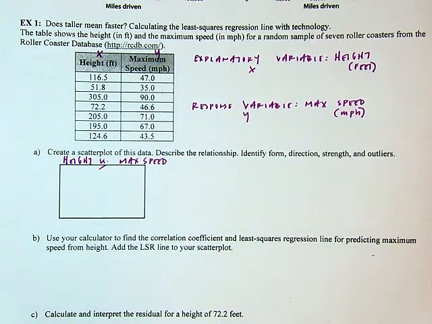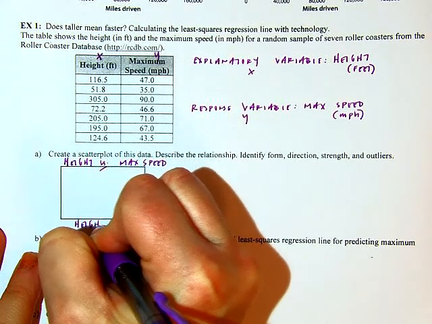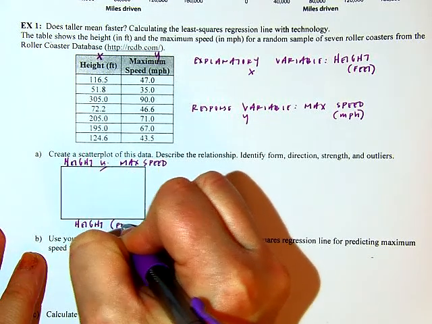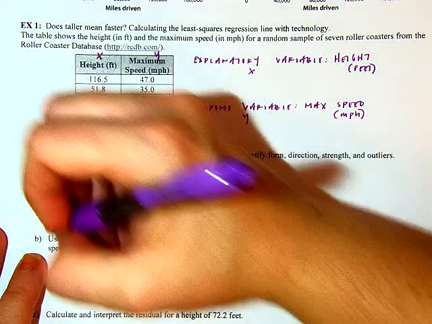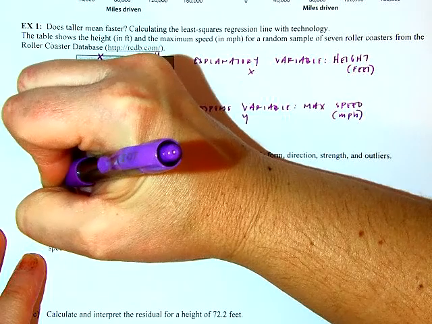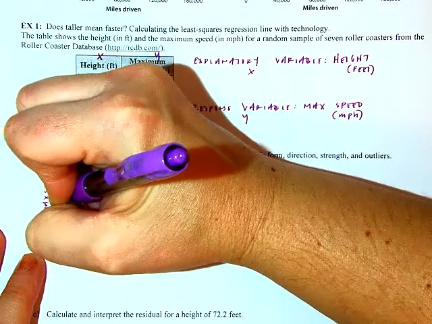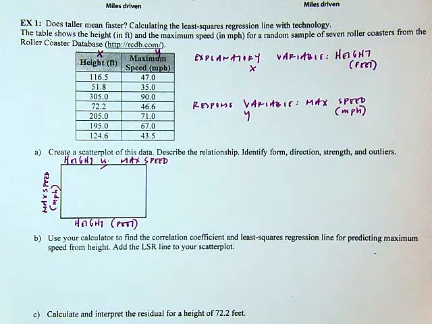So height versus maximum speed, we're looking at height on the x-axis in feet. Again, that's our explanatory variable. And then our response variable is maximum speed, and that's on the y-axis, miles per hour. All right, so I just built my frame, so I'm ready to go.